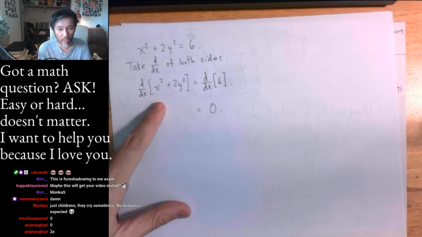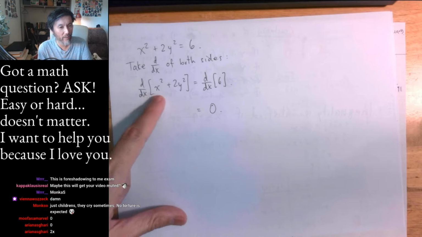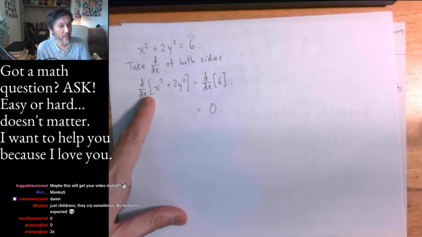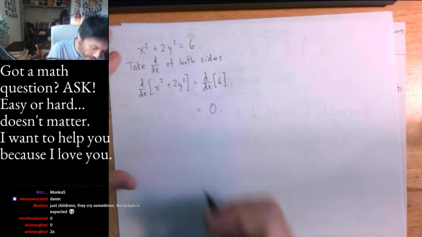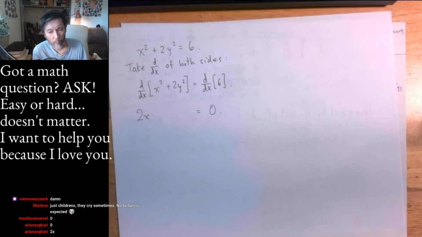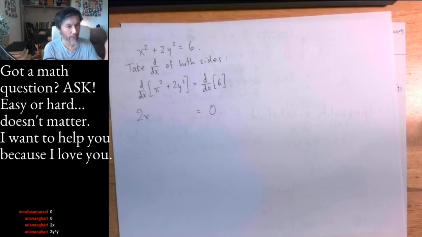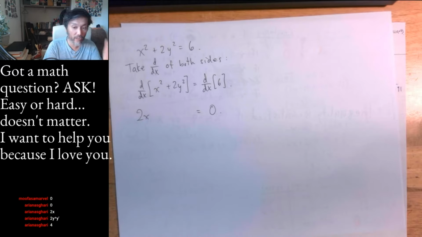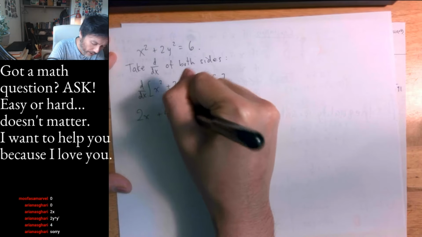Remember, d dx is a linear operator. I don't know if you know what that means. d dx respects sum. So d dx of x squared plus 2y squared is equal to d dx of x squared plus d dx of 2y squared. d dx of x squared is, just as you say, 2x. Good. And now what is d dx of 2y squared? This is legit tricky. Oh, great. You know it. Yeah, exactly right. And this is because of the chain rule. 4y, y prime. Good.